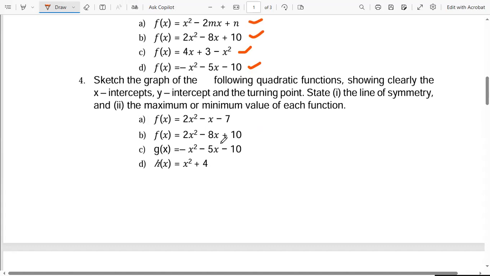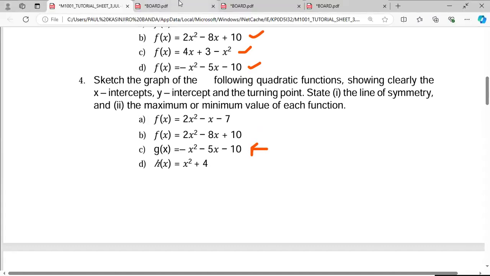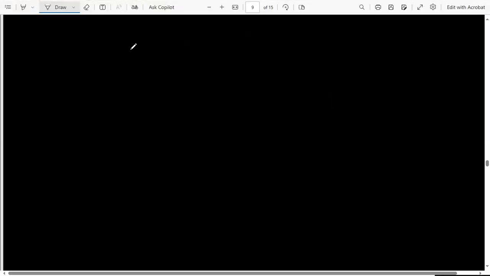We sketch one of these. Okay, so let's sketch, I think G looks complicated with the negative signs. Okay, let's sketch this guy here. Okay, let's sketch this guy. So, okay, so G, is that D?